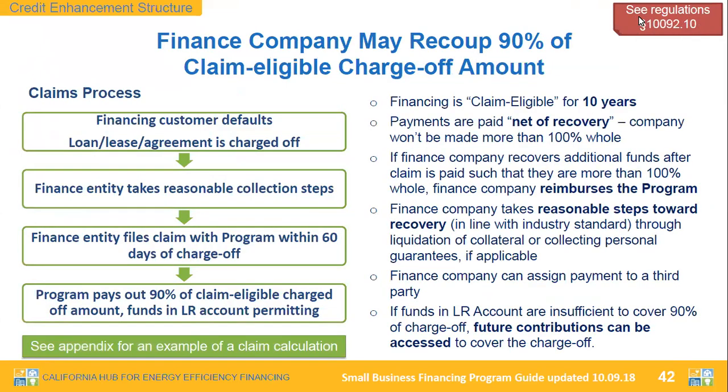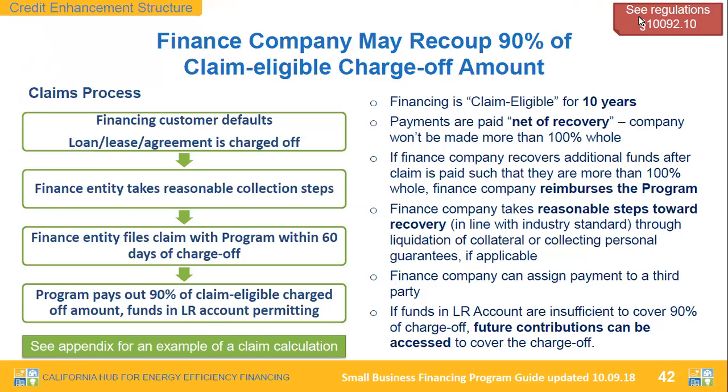Now, in the event of a charge-off, the finance company can submit a claim for up to 90% of the claim eligible charge-off amount. We expect the finance company to take reasonable collection and recovery steps in line with its normal practices. And if the finance company has made a recovery, our payment won't make them more than 100% whole. The finance company can assign the payment to a third party if they've sold off the agreement and there's another investor who needs to be paid.